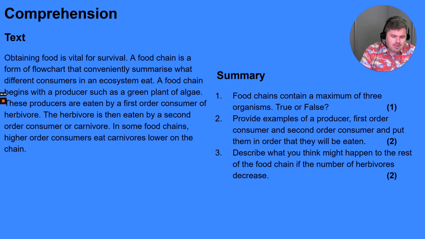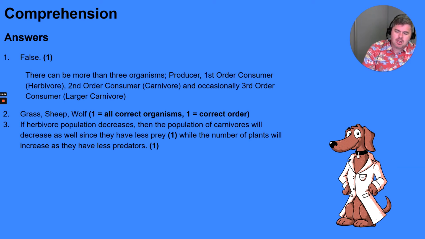Describe what you think might happen to the rest of the food chain if the number of herbivores decreases. 2 marks. So I'm looking for 2 points of information. If the herbivore population decreases, then the population of carnivores will decrease as well since they have less prey, while the number of plants will increase as they have less predators. So for each of these statements, I have told you what is going to happen, and I've justified my point, which is worth 1 mark. Okay? There are 2 distinct possibilities. Since we chose herbivores in the middle, their population dictates both what it eats and what eats them. Alright?